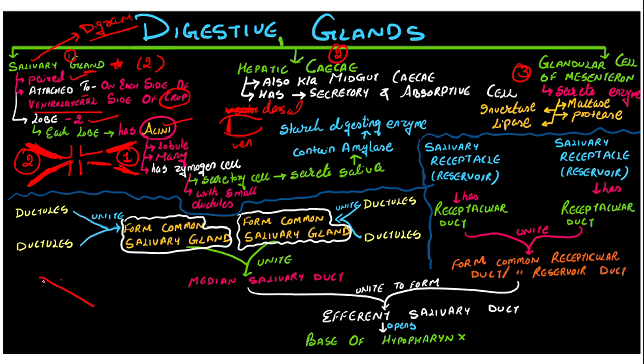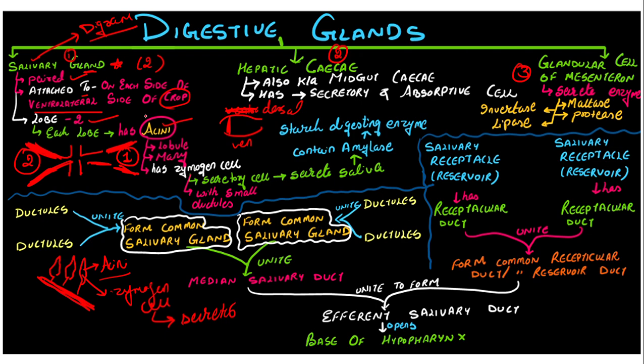Now what is acini? See, this is 1 lobe I am drawing over here. Now this lobe has many lobules, this kind of structure. These lobules we call acini. Many lobules are present. Now these lobules consist of zymogen cells. These zymogen cells are secretory in nature.